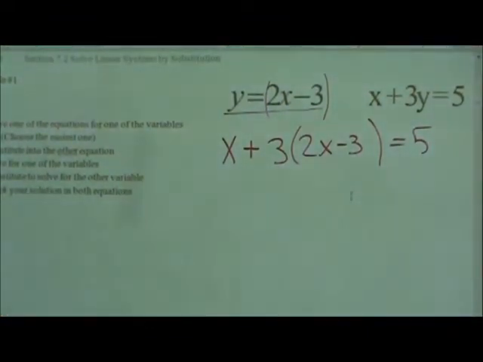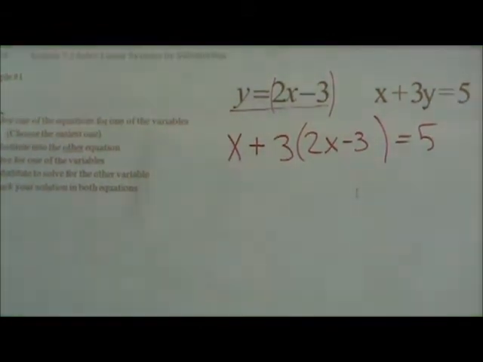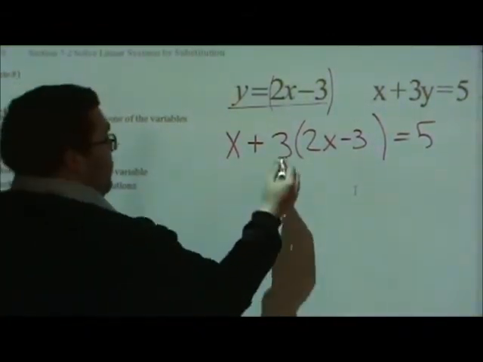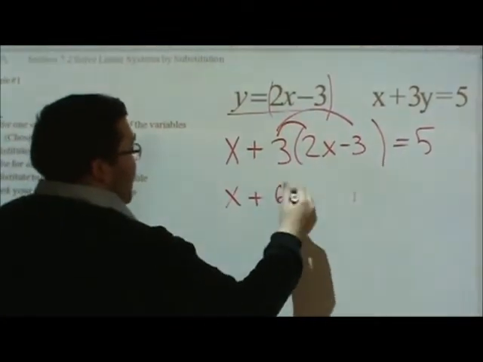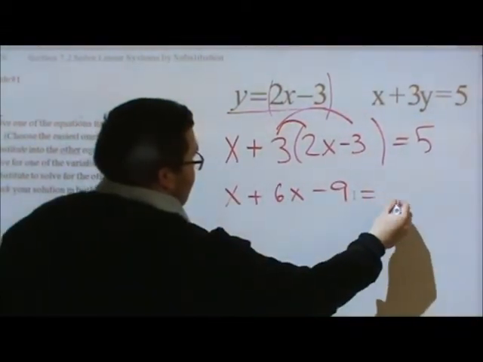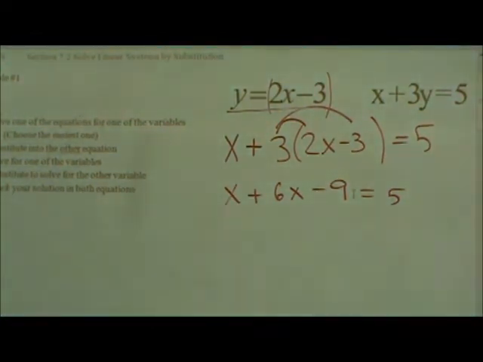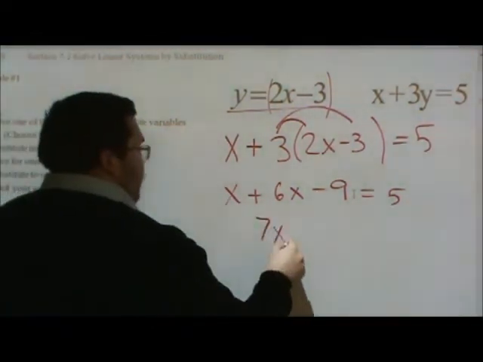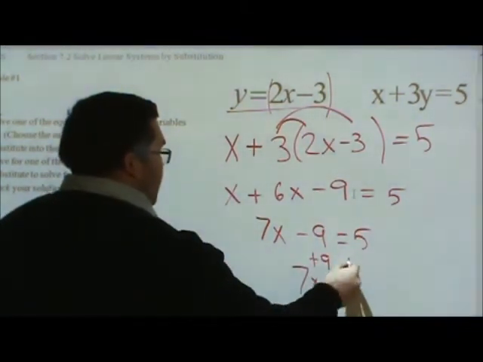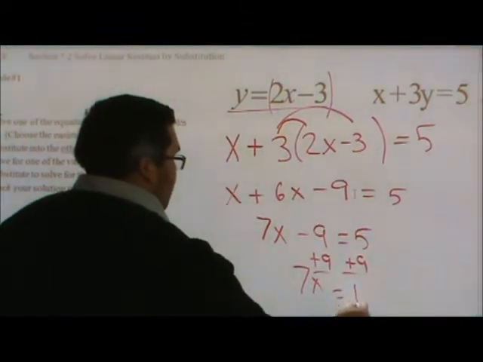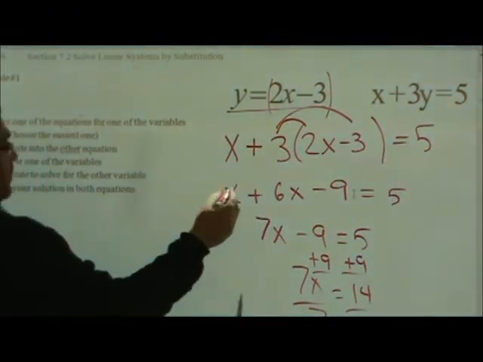Then from there, we just continue and we solve for x, using skills that you learned in pre-algebra and Algebra 1 Part 1. We'll distribute. Be careful of the signs. And then we'll combine like terms on our left side and then simply solve. 7x minus 9. Add 9 to both sides. It equals 14. Divide by 7. And we get x equals 2.